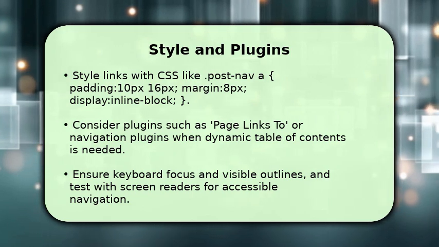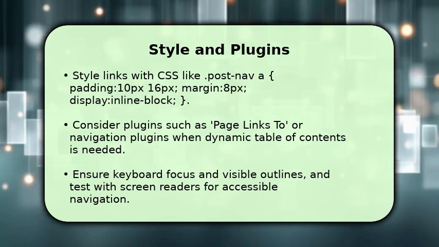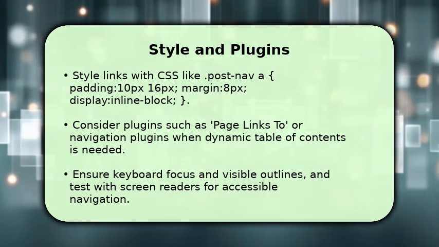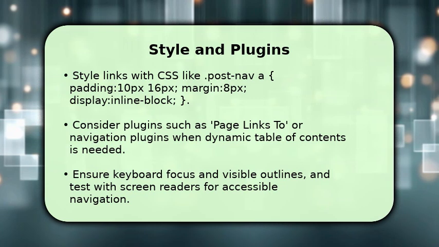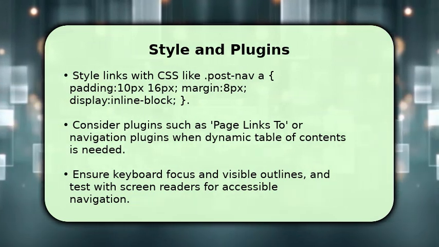If you prefer no code, install a plugin that adds prev and next buttons and configure labels in its settings. Finally, test on desktop and mobile, and confirm screen reader announcements describe link destinations clearly.